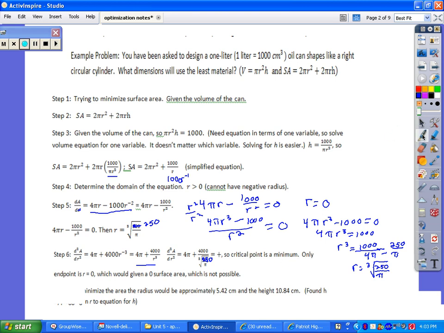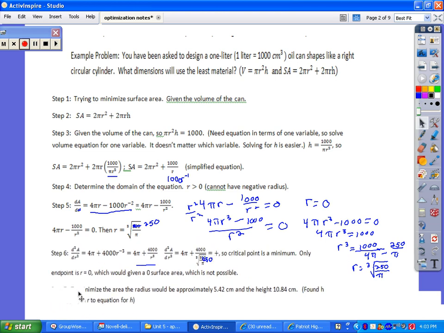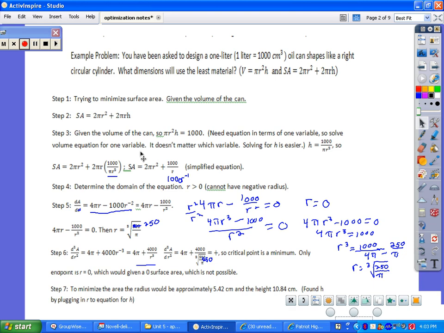And then we have to make sure we check endpoints. So the only endpoint is r equals 0. Okay. Which would give you a 0 surface area, which is not possible. So we don't really need to worry about that. But always make sure you check those endpoints because sometimes they will be your answer. And then we find the value.